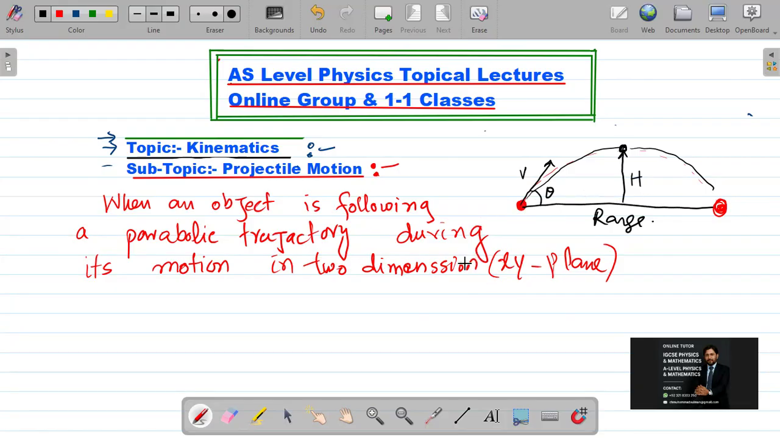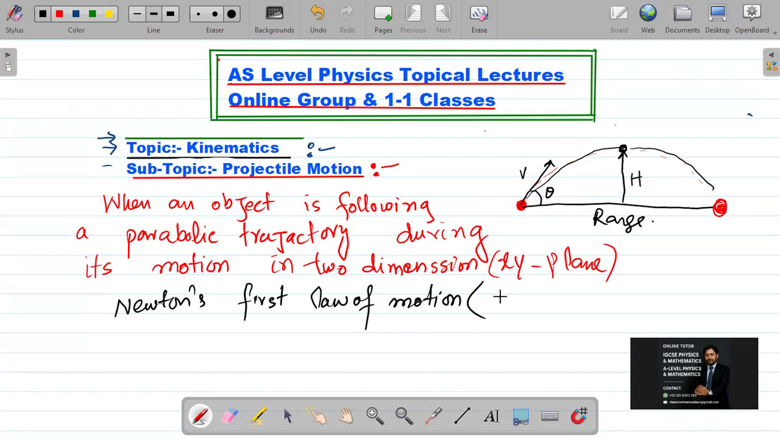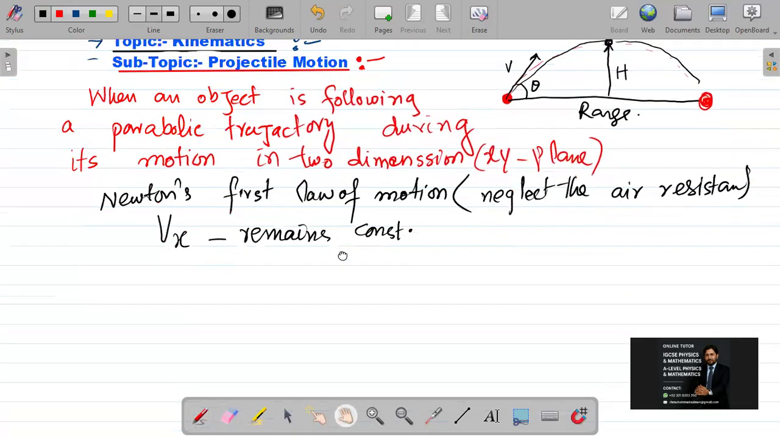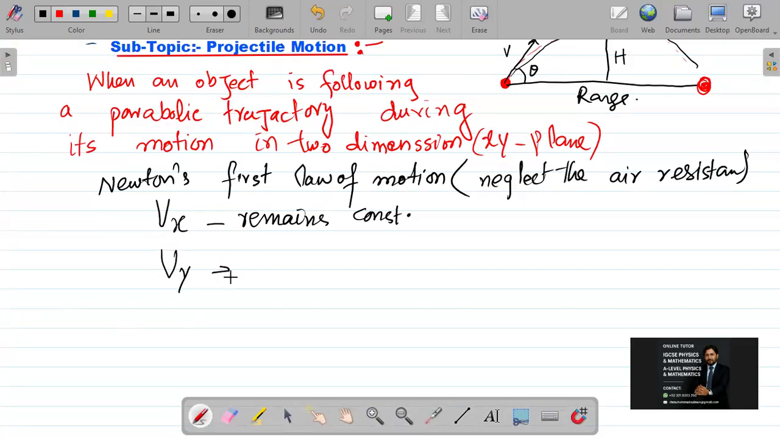Then its horizontal motion is according to Newton's first law of motion, if I ignore the effect of air resistance. Neglecting the air resistance, the horizontal motion is not disturbed. So my horizontal component of velocity Vx remains constant. Only the vertical component of the velocity changes. So Vy is changing according to Newton's second law, as it moves under the action of gravitational acceleration g.